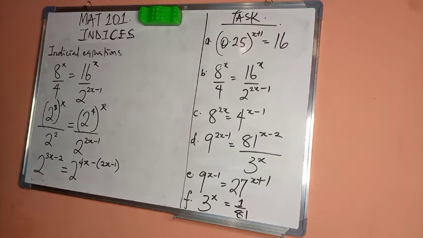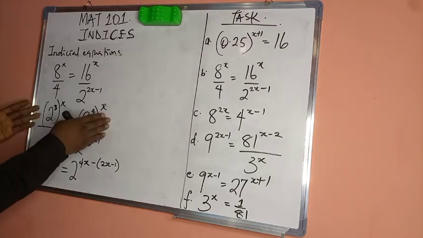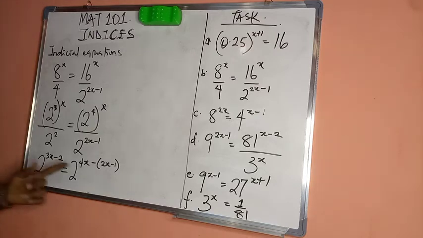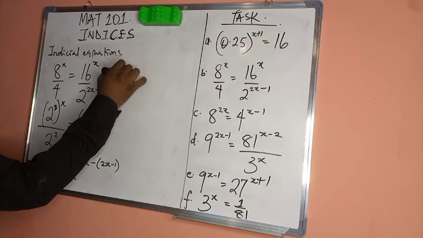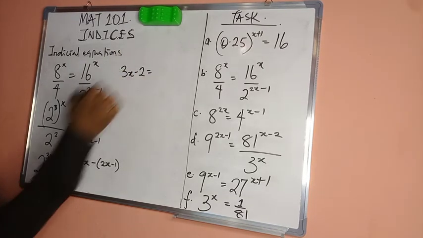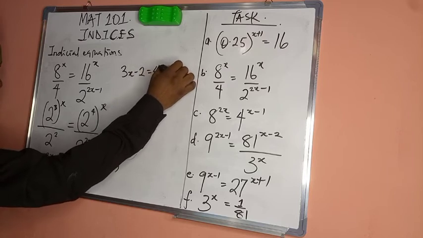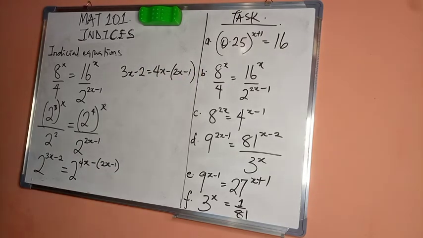All right, let's continue. Now over here you can see that we've written these as this, and both are in the same base. So what's the next thing to do? The bases are equal again. So what do we do? We equate the powers. All right, equating the powers, we have 3x minus 2 equals 4x minus 2x minus 1, right?